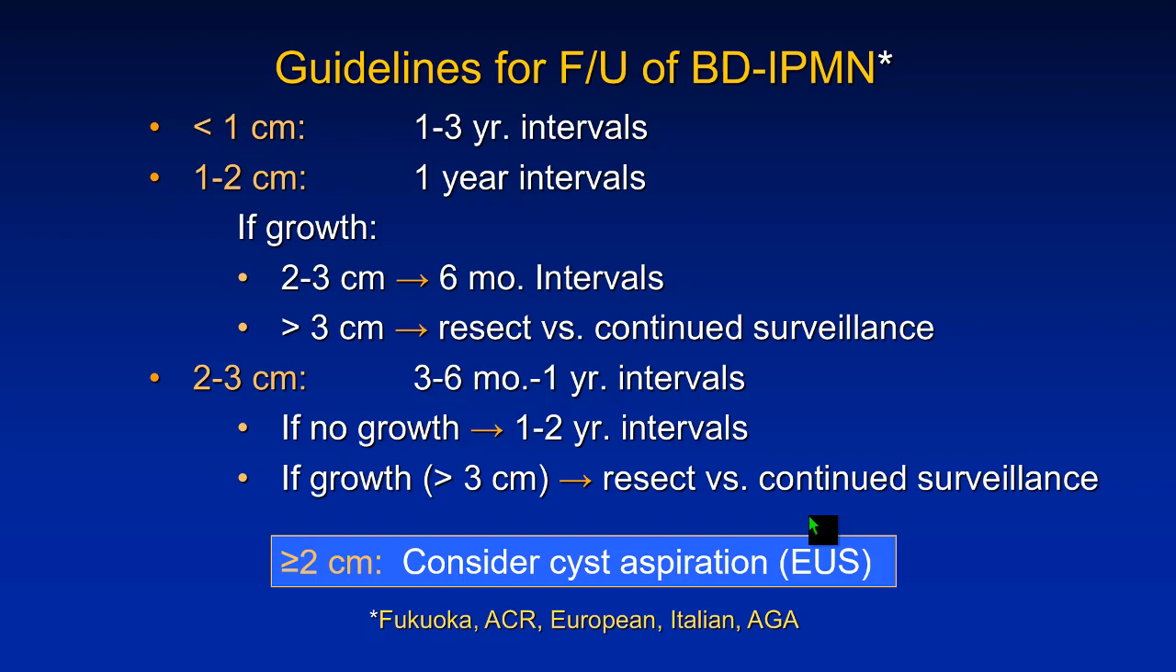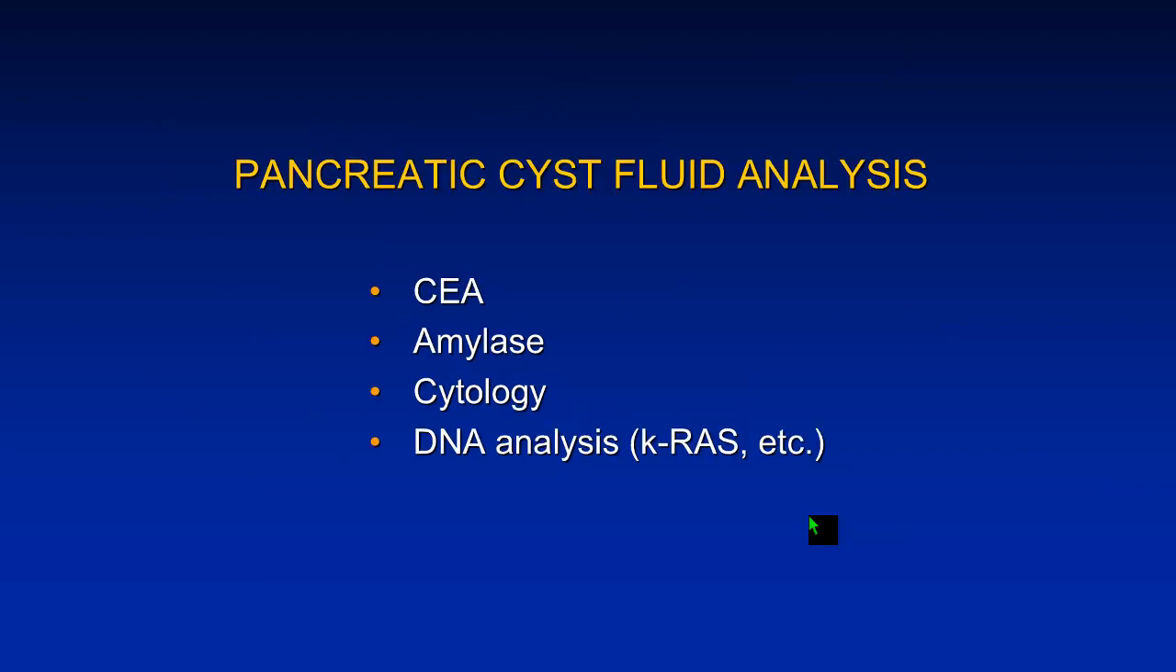Now, most of the guidelines do recommend that if a lesion starts out at or grows to at least 2 centimeters, we should strongly consider cyst aspiration with ultrasound guidance, endoscopic ultrasound, to assess the cyst fluid for various features. And the cyst fluid analysis that is generally done in clinical practice includes evaluation for CEA, amylase, and cytology.